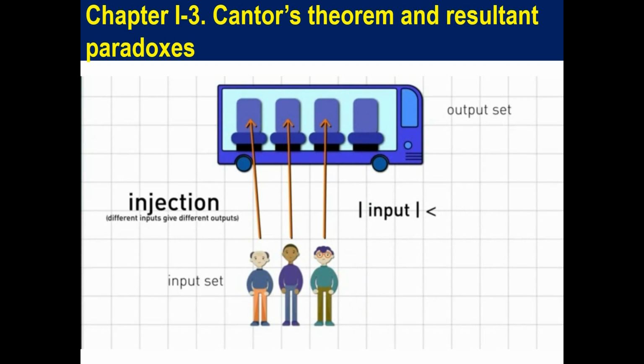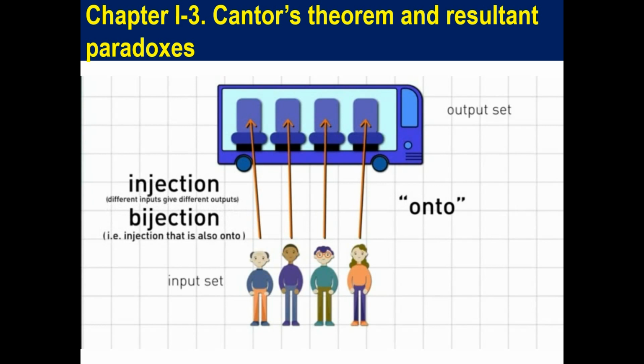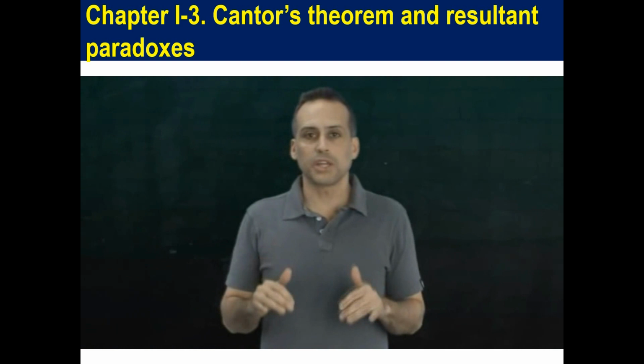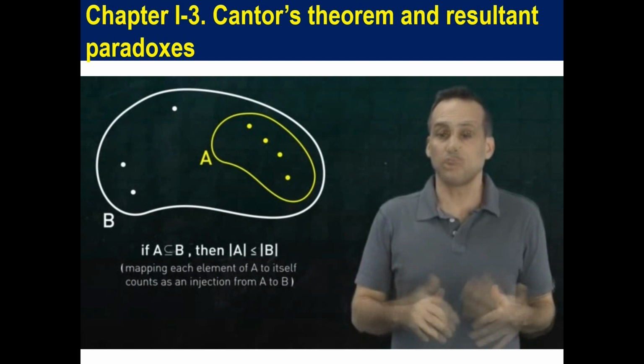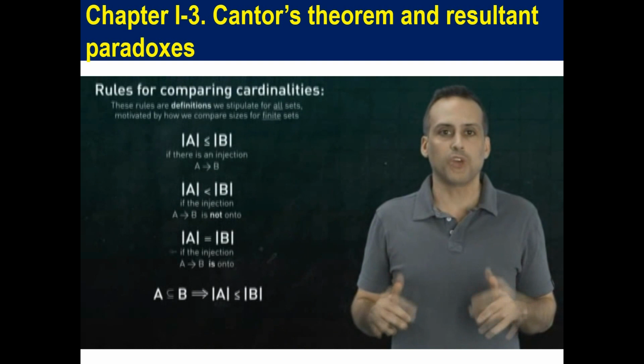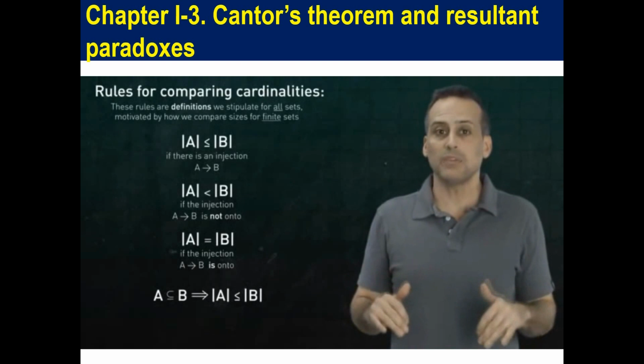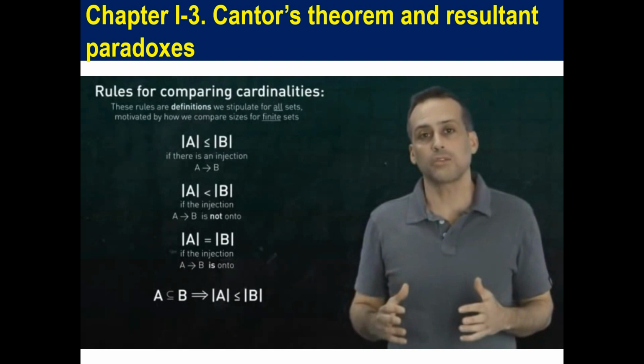But if the map is onto, which means no empty seats, then the map is a full-fledged one-to-one correspondence, also known as a bijection between the input and output sets, and the cardinalities of those sets have to be the same. Now notice in particular that if a set A is a subset of a set B, then A's cardinality has to be less than or equal to B's, since you can for sure inject A into B, just by mapping each element of A to itself. It's good to note that these comparison rules are just motivated by what we know about the behavior of finite sets, and we're just stipulating obedience to these rules as a constraint on whatever ultimate definition we end up devising for cardinalities. So, armed with these tools and terminology, let's make some observations.